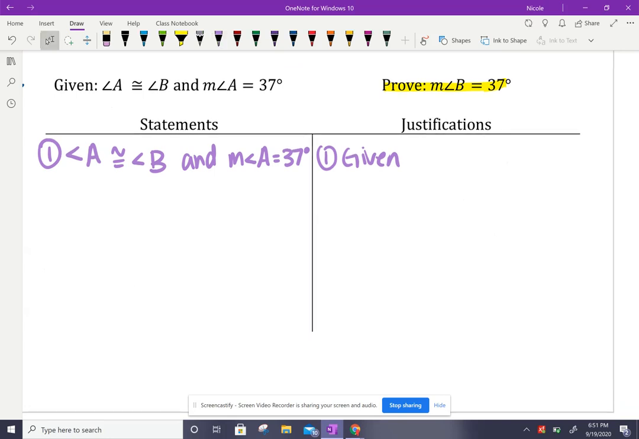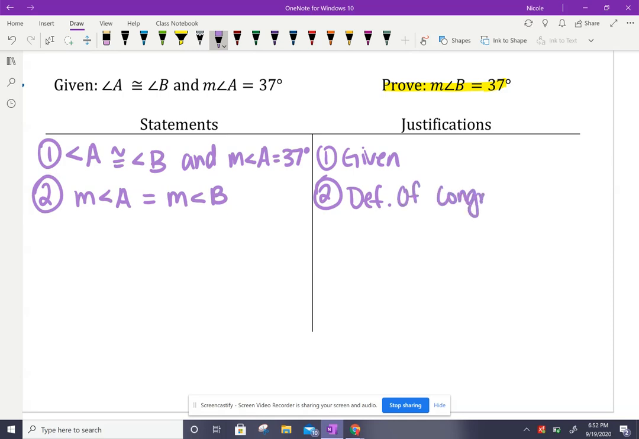So because my two angles are congruent, I can now say their measures are equal to each other. So the measure of angle A equals the measure of angle B, and my reasoning is the definition of congruent angles.